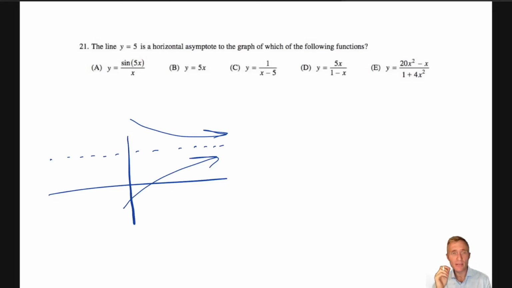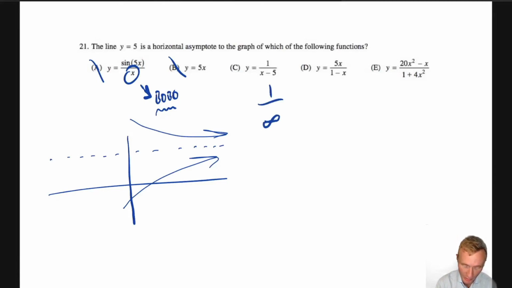As x heads towards infinity, sine is going to just bounce up and down between 0 and 1. X is going to head towards infinity. This is a bobo, right? This is bigger on bottom, right? This is why I don't like bobo, because you really need to think about just what dominates. And x is going to dominate here, so it's not A. For B, as x heads towards infinity, 5 times x also heads towards infinity, not B. For C, as x heads towards infinity, infinity minus 5, this is 1 over infinity. That's a bobo, right? Heading towards 0.